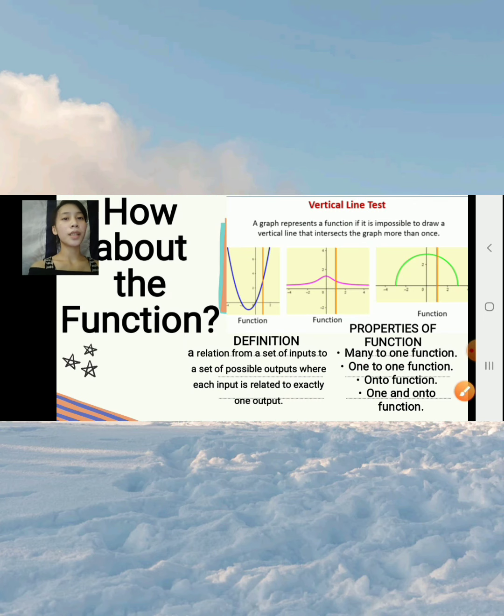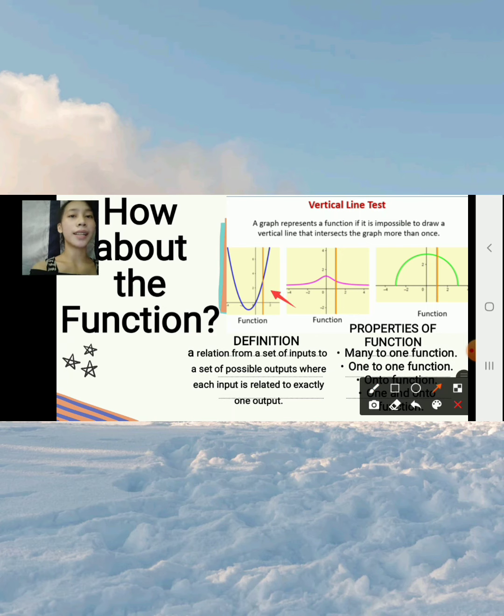Let's proceed. How about the function? So what is a function? It is a relation from a set of inputs to a set of possible outputs, where each input is related to exactly one output. So the graph represents a function if it is impossible to draw a vertical line that intersects the graph more than once. So how are we going to determine if a graph is a function or not? We just test it by the vertical line test, just like this.